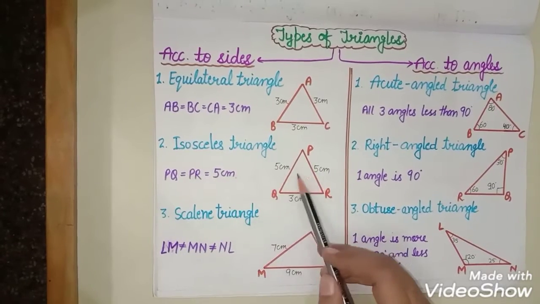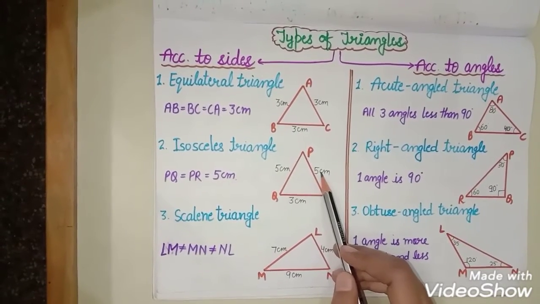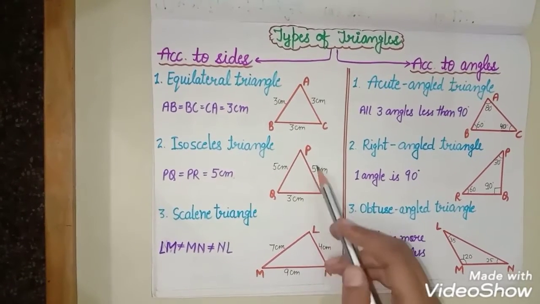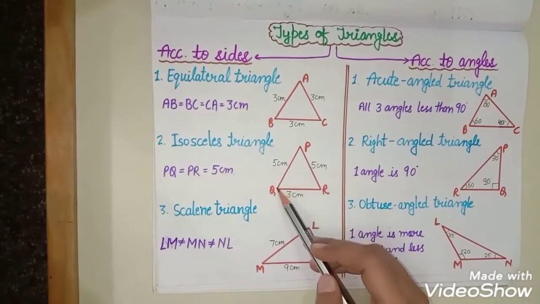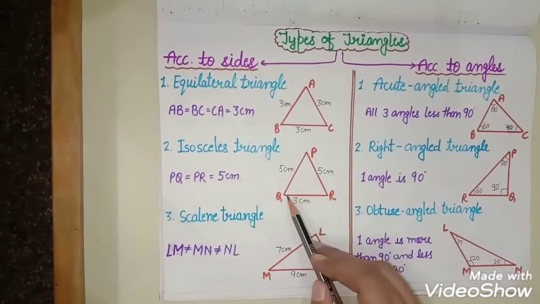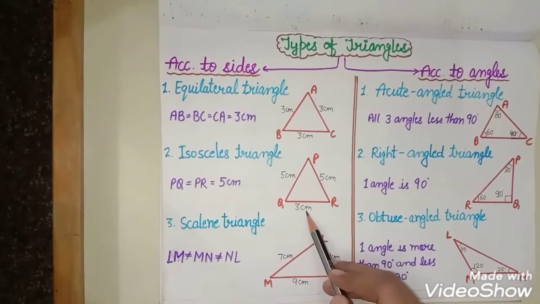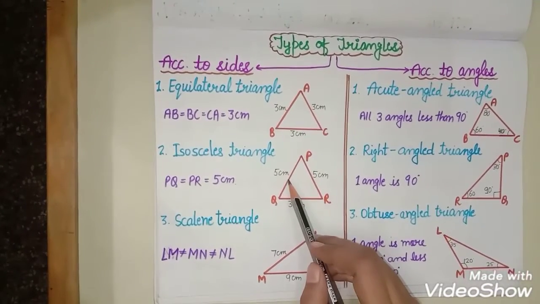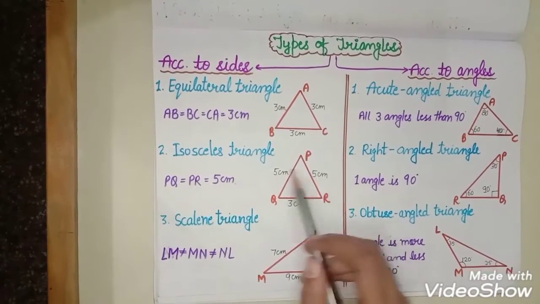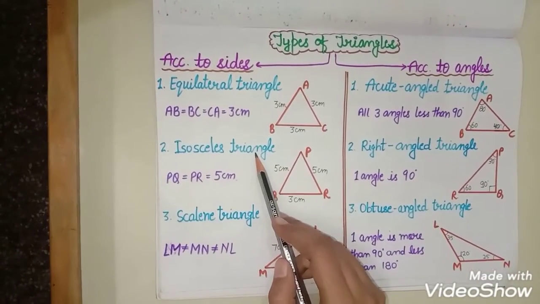Second one is isosceles triangle. A triangle with two sides of equal length is called an isosceles triangle. In this triangle, PQ equal 5 cm and PR equal 5 cm. And third one is different, that is 3 cm. Means in that triangle, if two sides are equal, that is called isosceles triangle.